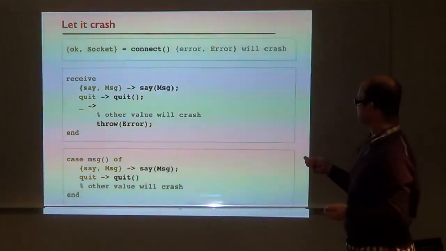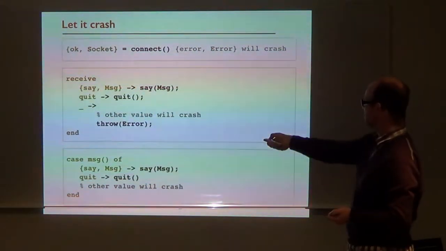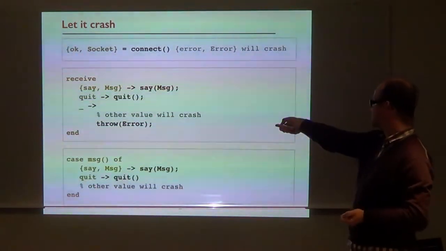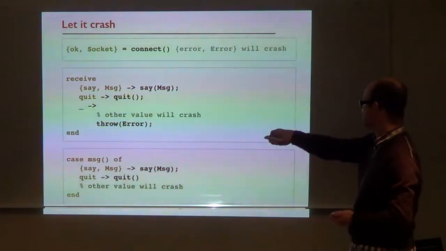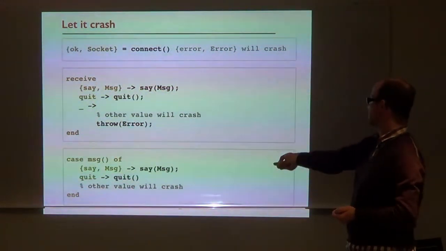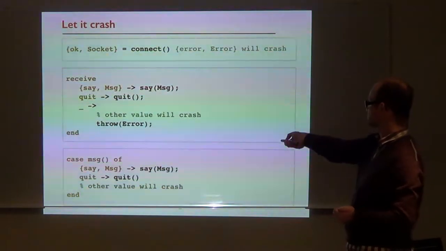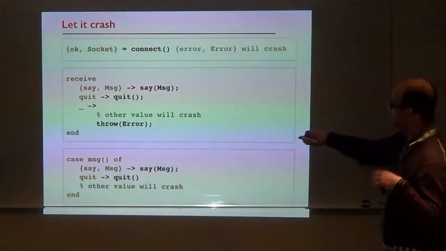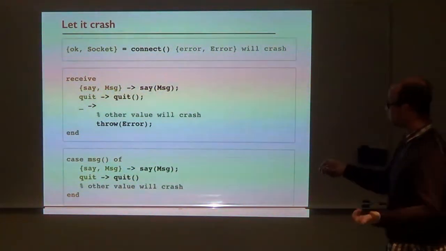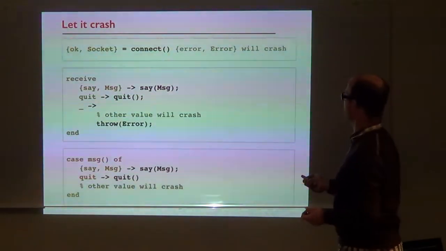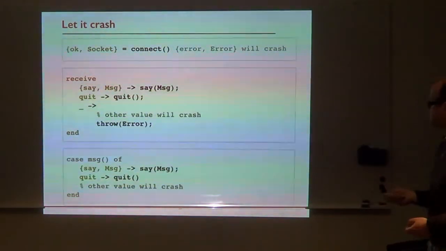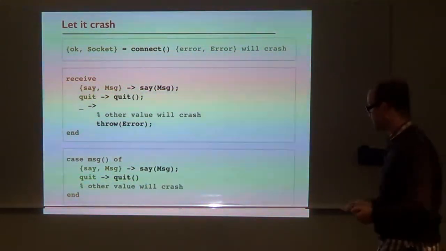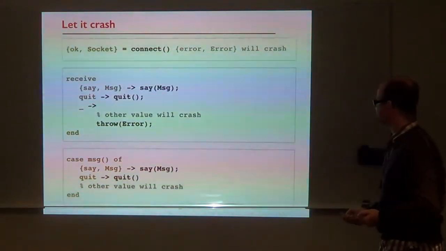The other way is using pattern matching. Here we are receiving messages coming to your process. And we have a message that says a given message, and we are waiting for quit, and we quit. And otherwise, we will throw an error. Here we are simply using message pattern matching to match a message, and if we match a message, we execute a function. If not, we are raising an error, and this error, most of the time, will crash the process. And the same on the bottom.